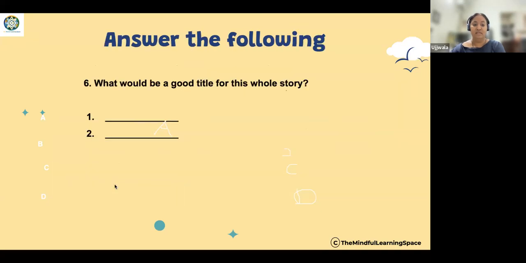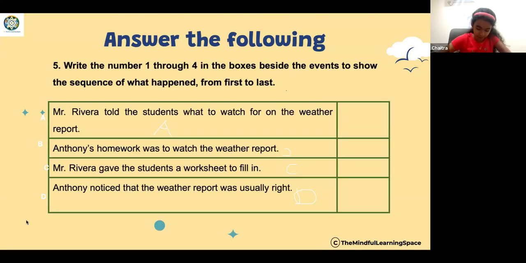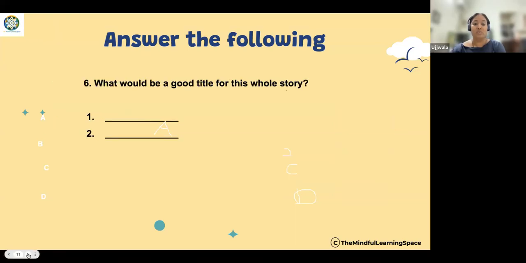Clear? Got it. Now, this one was something you have just read. Now, this is a story. Okay, just give me a minute. I'll just erase all these drawings.